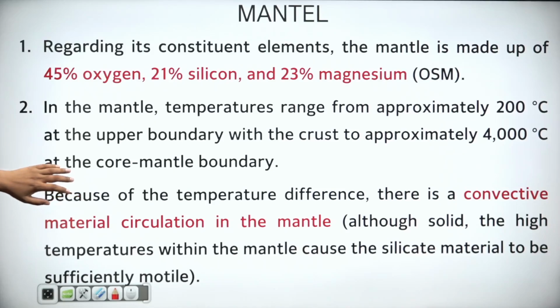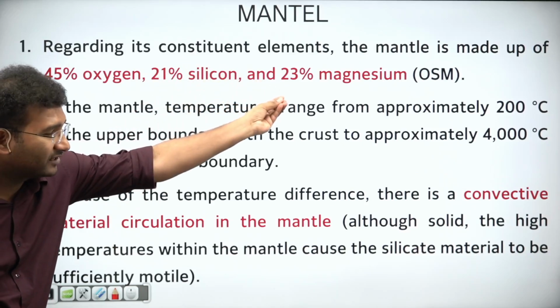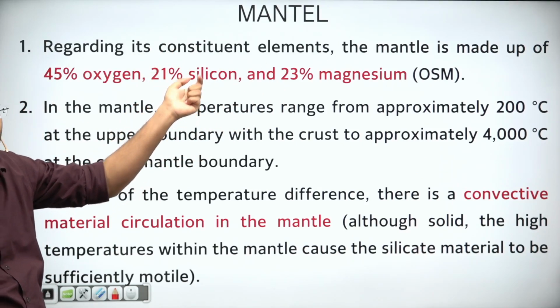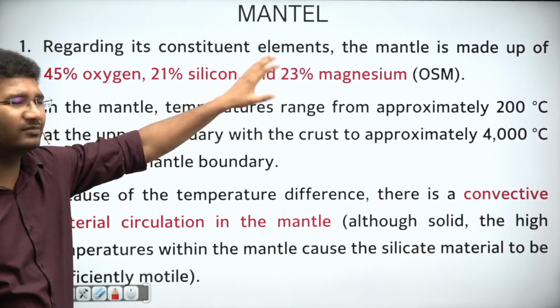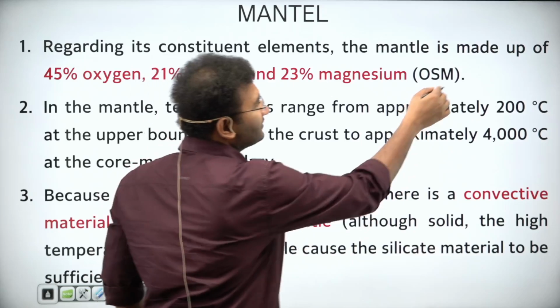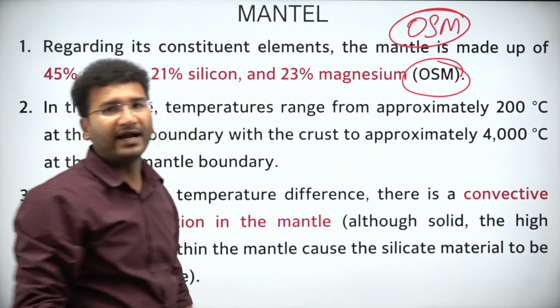Now come to the other aspect. See, your mantle also has 45% of oxygen. It also has 21% of silica and 23% of magnesium. This is not there in the NCERT, so I'll give this PDF to you. You can also write it down. And this is also OSM. OSM materials are there in the mantle, right?